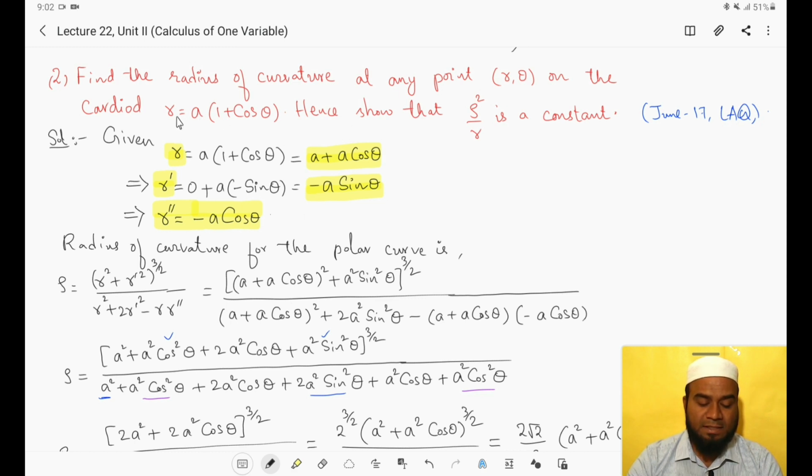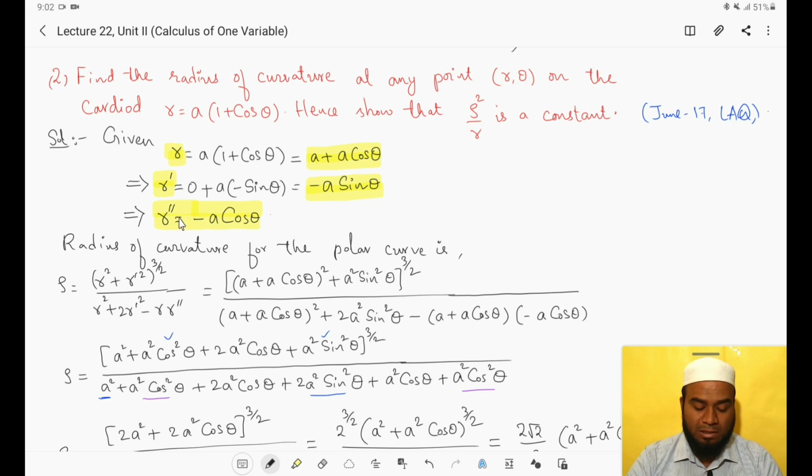See, the given curve is r equals a into 1 plus cos theta. I have written this as a plus a into cos theta. Then I have evaluated the derivative of this. r dash equals derivative of a is 0, a as it is, derivative of cos theta is minus sin theta. So minus a sin theta will remain. Then r double dash will be minus a as it is, sin theta derivative is cos theta. So we got r dash, r double dash.